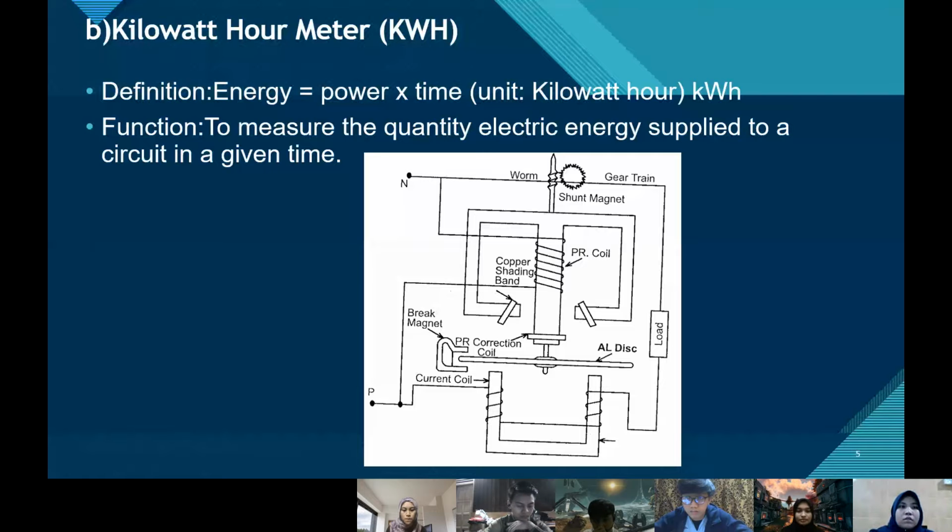Okay, next I will explain about the kilowatt hour meter. The definition of kilowatt hour is energy equal to power multiplied by time. The unit for the kilowatt hour meter is kWh. Its function is to measure the quantity of electric energy supplied to a circuit in a given time. We can see the diagram below of the function.